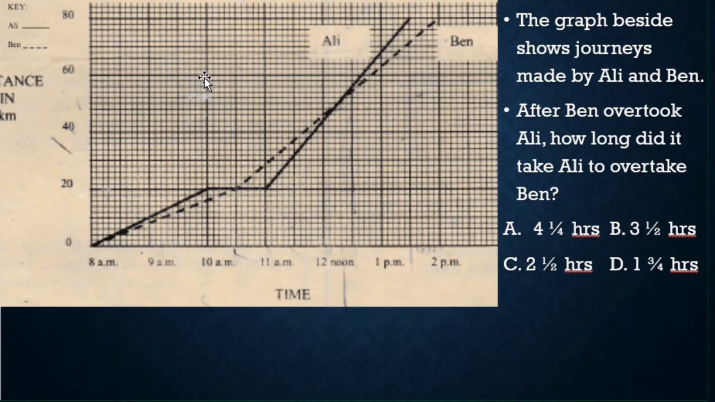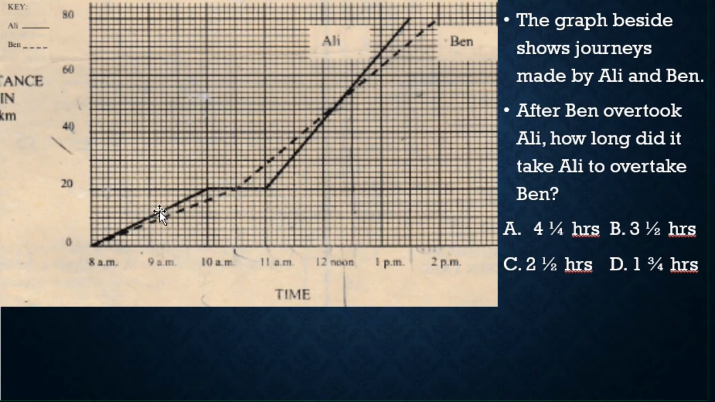Number 4, the graph beside shows journeys made by Ali and Ben. After Ben overtook Ali, how long did it take Ali to overtake Ben? So in this question, we have two junctures where they are overtaking each other. When they are starting the journey, the straight line, the one which is not dotted, is the one representing Ali, as you can see in the key here. The dotted line is the one representing Ben.